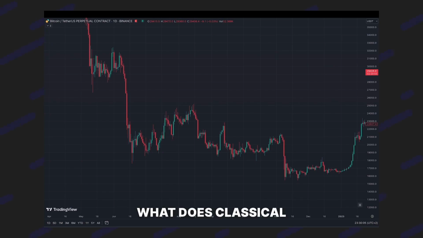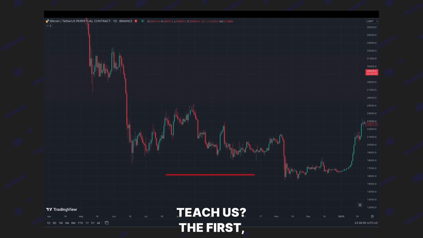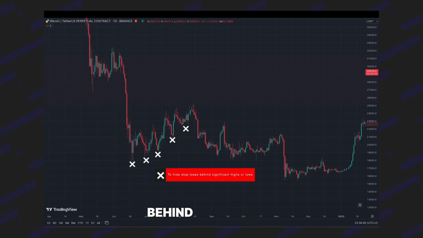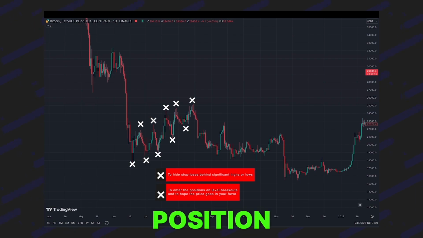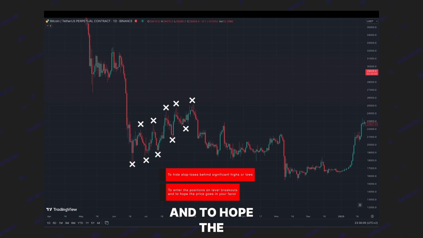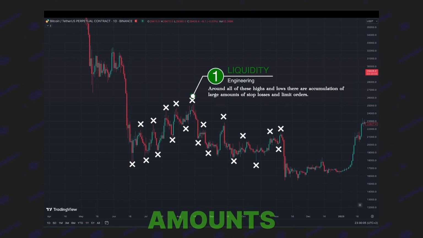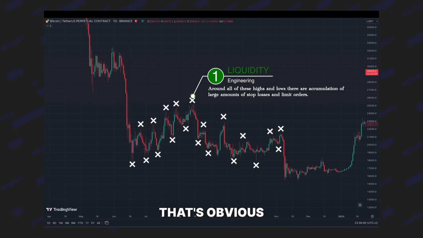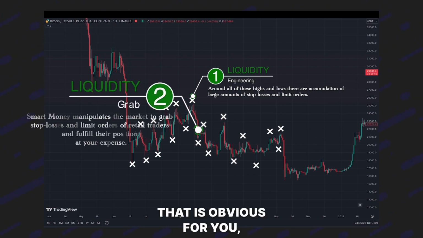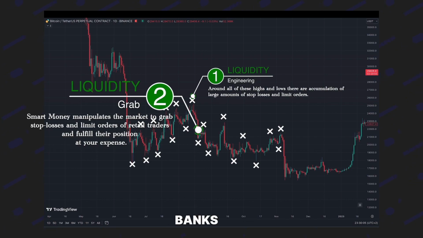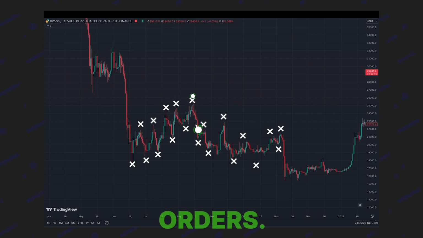What does classical technical analysis teach us? The first, to hide stop losses behind significant highs or lows, and the second, to enter the position on level breakouts and to hope the price goes in your favor. This leads to the accumulation of large amounts of orders. That's obvious to me, that is obvious for you, and that is obvious for banks and large capital. So, they take advantage of retail traders in order to fulfill their orders on your stop losses and limit orders.